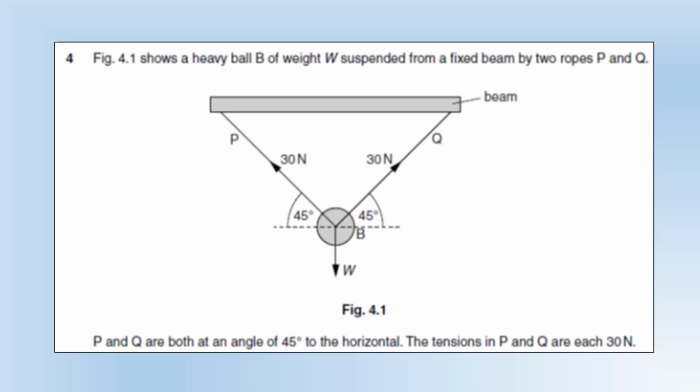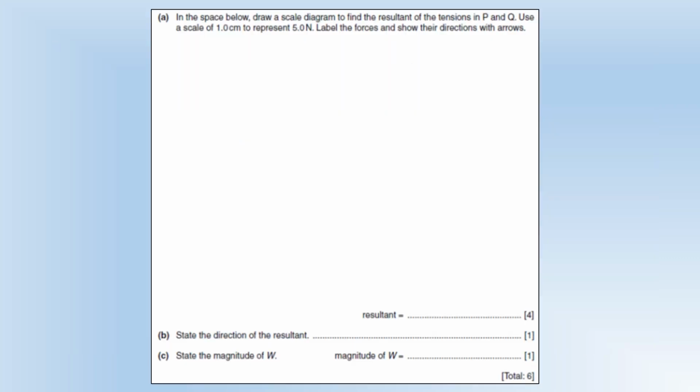Okay, so the diagram shows a heavy ball of weight W suspended from a fixed beam by 2 ropes P and Q, each with a force of 30 newtons at an angle of 45 degrees. Okay, so the tensions are both 30. In the space below, draw a scale diagram to find the resultant of the tensions in P and Q using a scale of 1 centimeter to represent 5 newtons. Label the forces and show their directions.